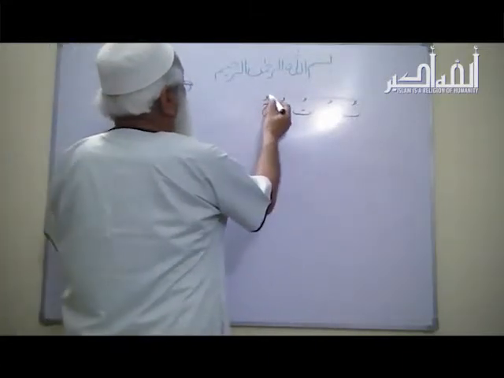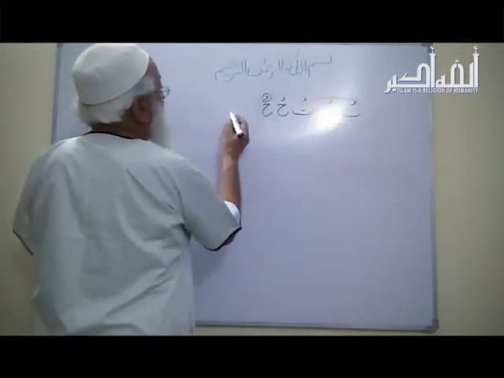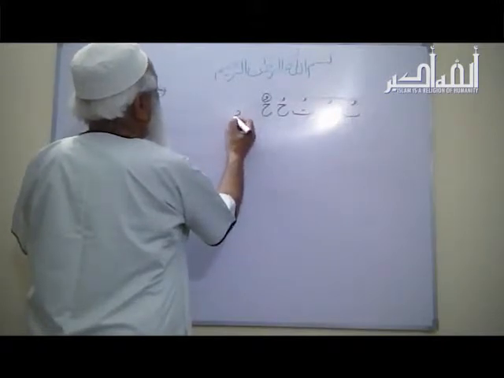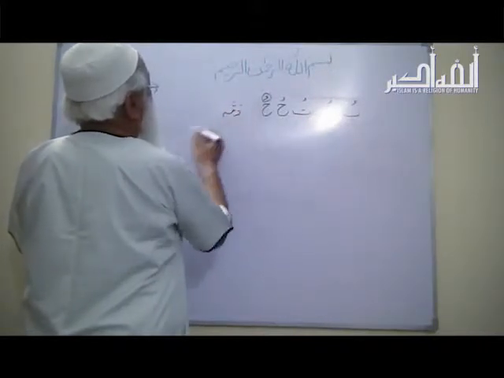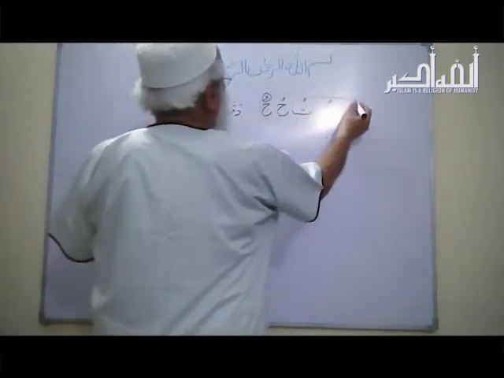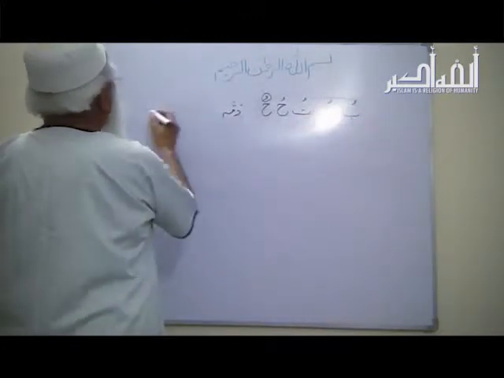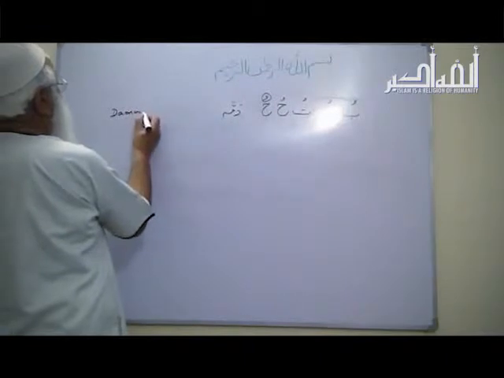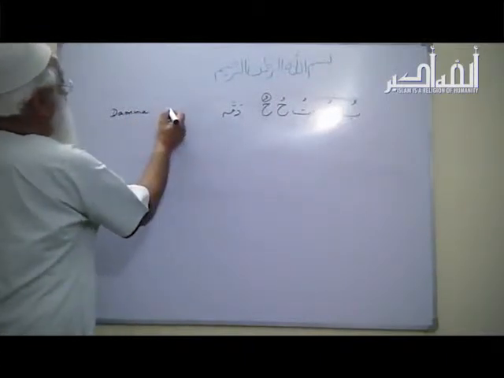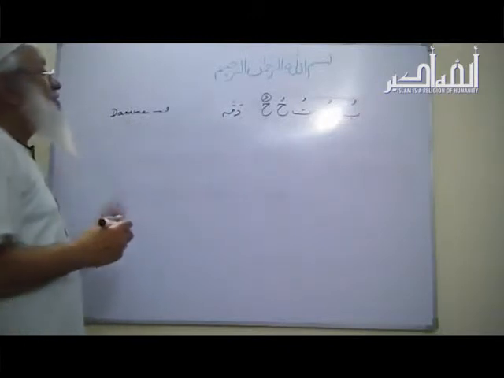So this is actually in Arabic, we call it Dhamma. In English I will say Dhamma. This is all Dhamma. In English I can write like this. Dhamma is the sign. This sign is called Dhamma. So this is the first tanween we have to use in the Arabic language.